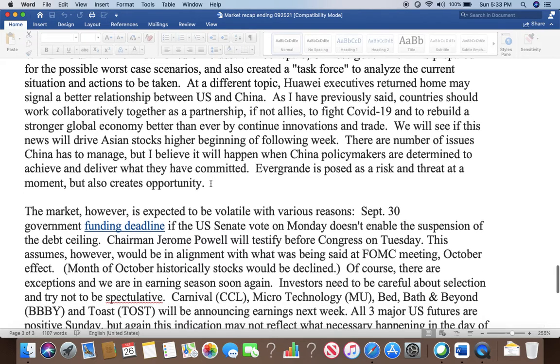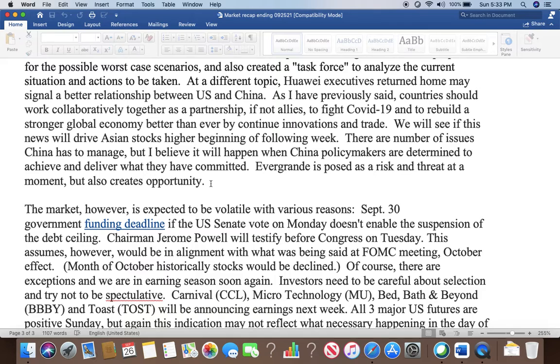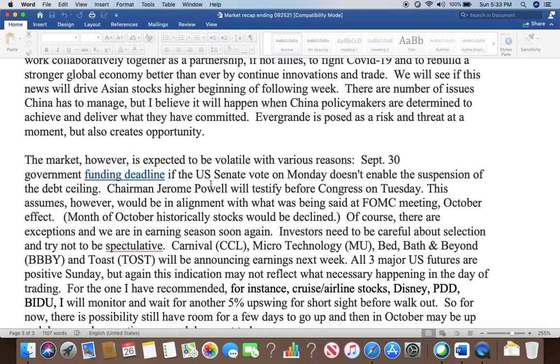As I previously said, countries should work collaboratively together as a partnership, if not an alliance, to fight COVID-19 and to rebuild a stronger global economy better than ever through continued innovation and trade. We will see if this news will drive the Asian market higher at the beginning of the following week, because at this point, as I'm recording this, the Asian market hasn't opened yet.